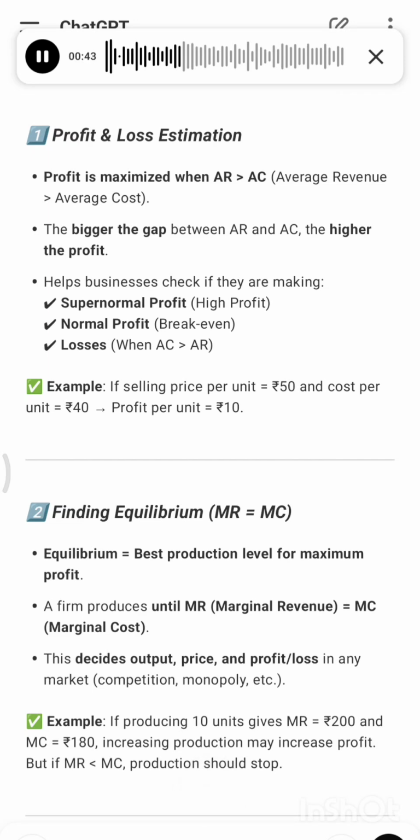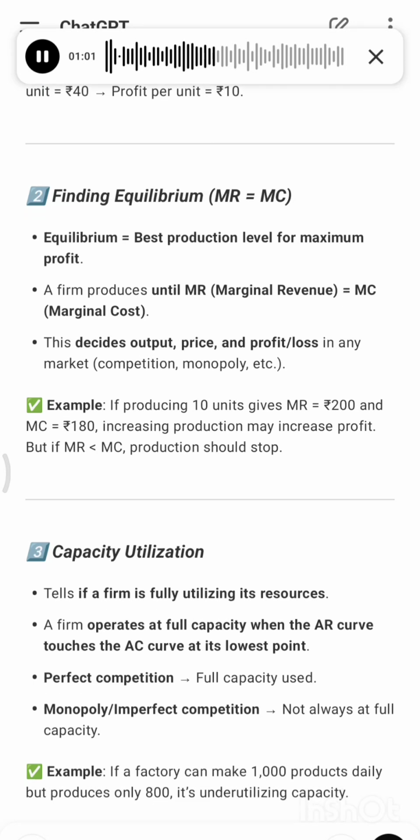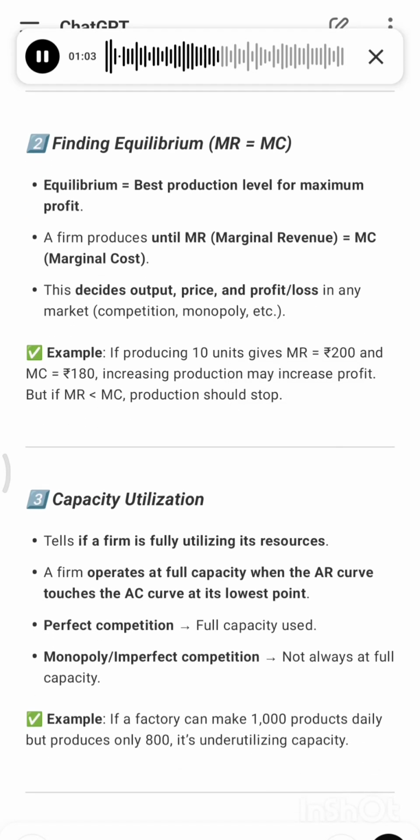A firm produces until MR, marginal revenue, equals MC, marginal cost. This decides output, price, and profit or loss in any market, competition, monopoly, etc. Example, if producing 10 units gives MR equals 200 and MC equals 180, increasing production may increase profit. But if MR < MC, production should stop.